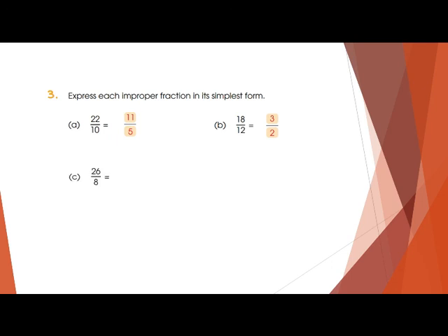In the C part, 26 upon 8, what do you have to do? Read the table of 2, 13 upon 4. Similarly, in the D part, 21 upon 6, what will you do? Now read the table of 3. It will be 7 upon 2.